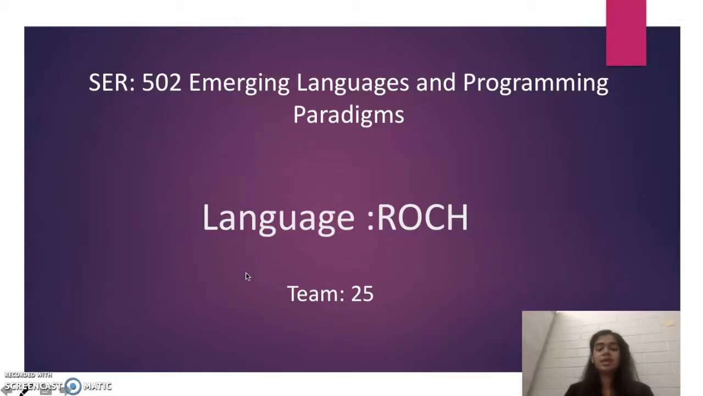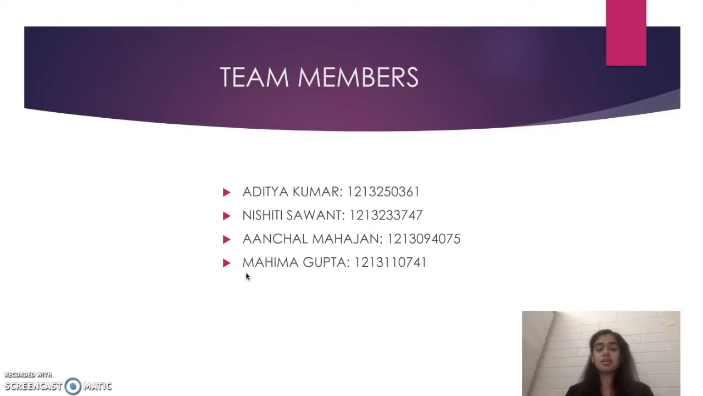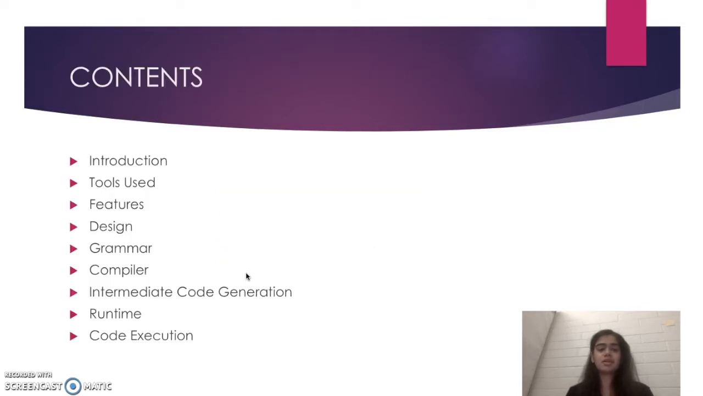Hello everyone, we are Team 25 and we have designed a programming language named ROCH for the subject Emerging Languages and Programming Paradigms. The team members are Aditya Kumar, Nishiti Sawant, Anchal Mahajan and Mahima Gupta. Throughout this presentation, we'll be talking about the introduction of the language, the tools used for its development, the features it has, the proposed design, the grammar, compiler, the intermediate code generation, the runtime environment, and code execution.